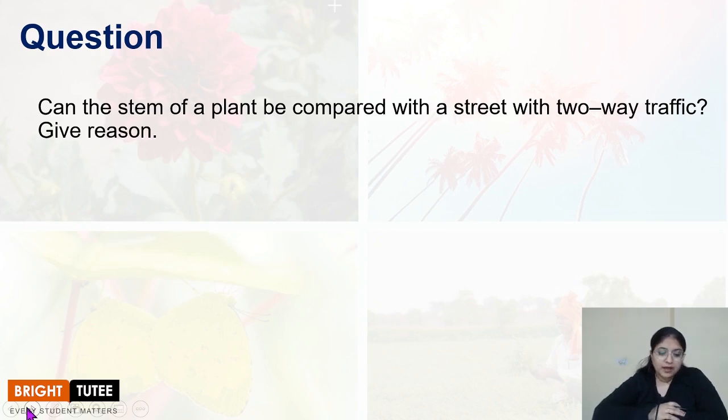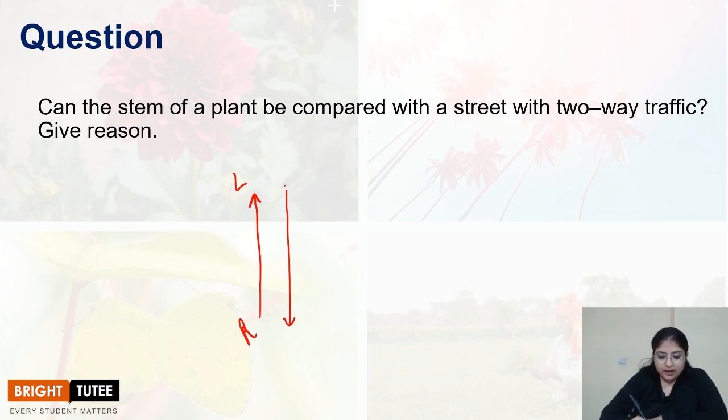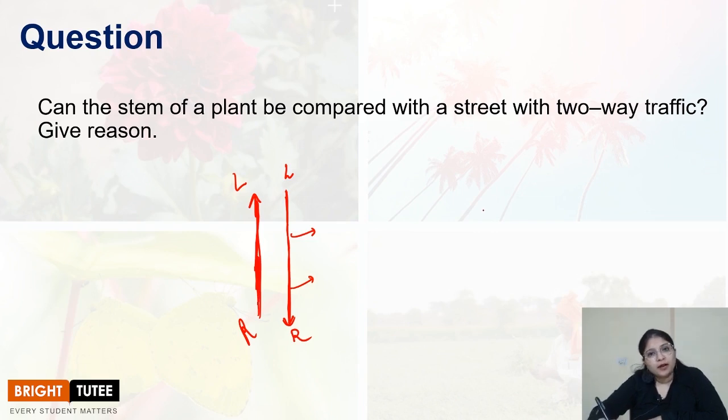Moving on to the next question. Can the stem of a plant be compared with a street with two-way traffic? Give reason. So definitely it can be said to be two-way traffic, because first movement is from the root to the leaf, and the other movement which occurs is from the leaf to the root and different parts of the plant, right? So as you can see, it acts as a two-way street. One is going upwards and the other is going downwards and to the different parts of the plant, right? So in this way, the stem can be compared to two-way street traffic, right?